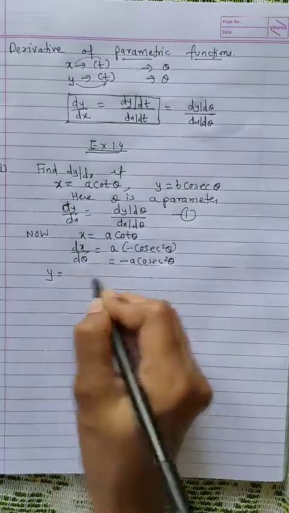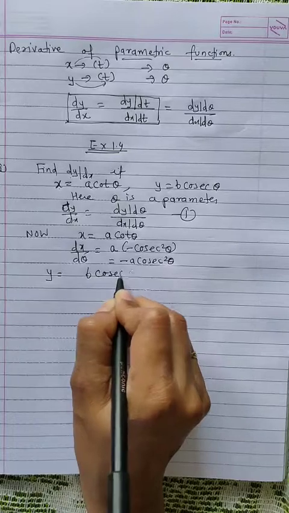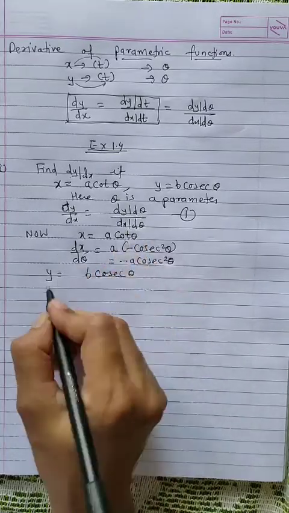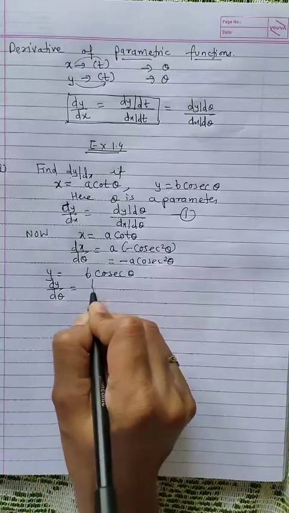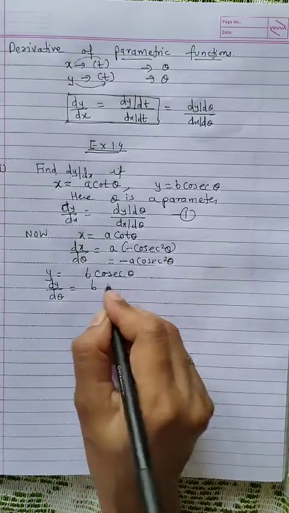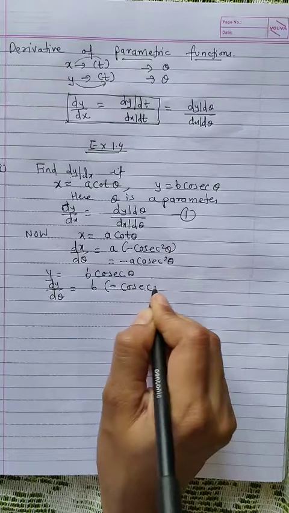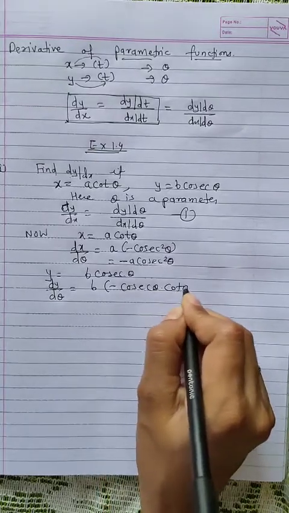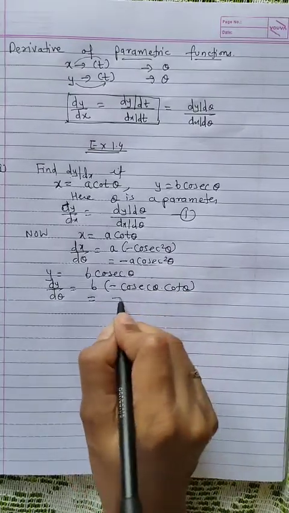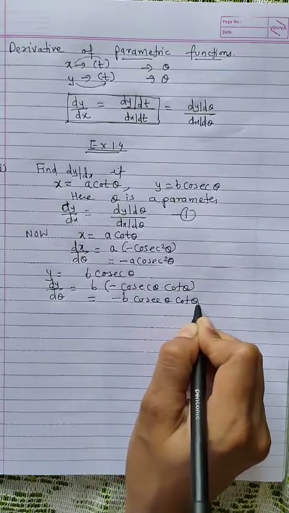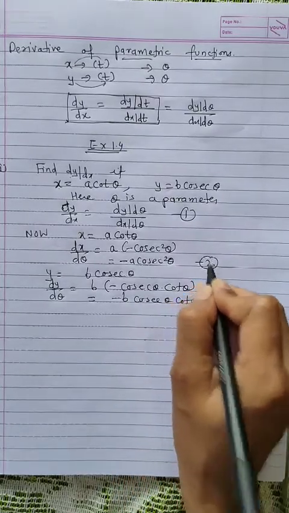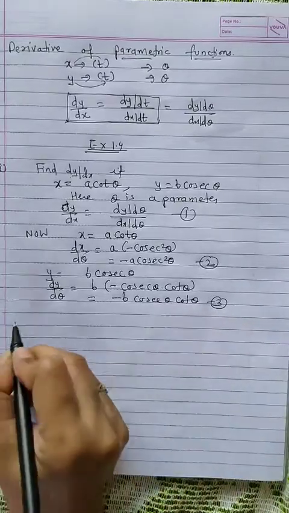Next, y equal to b cosec theta. What we want is dy by d theta, so differentiation of y with respect to theta. b is constant. Differentiation of cosec theta is, we all know, minus cosec theta into cot theta. In proper form it is minus b cosec theta into cot theta. Say this is equation number 2. Say this is equation number 3.